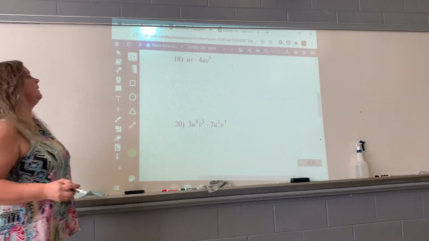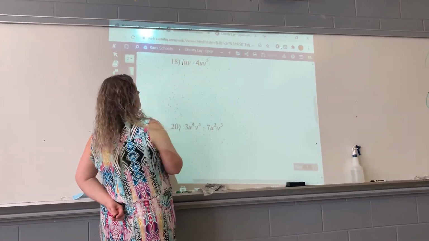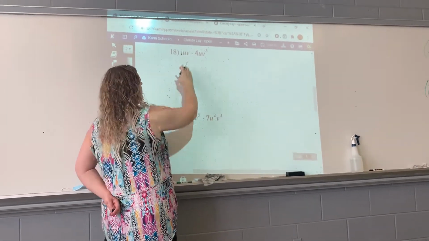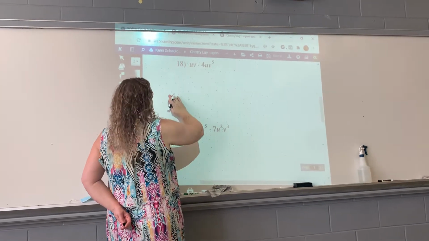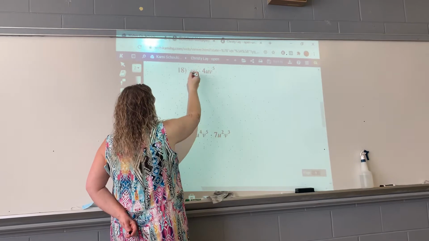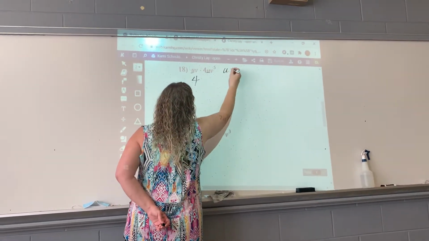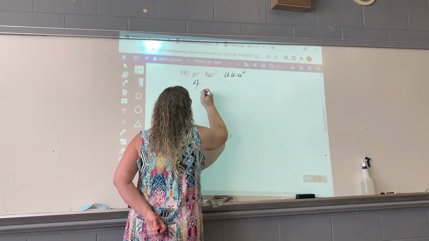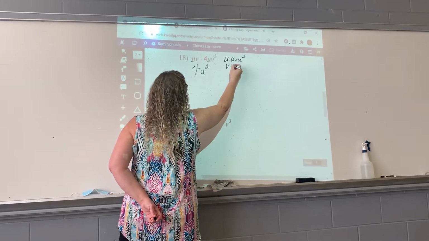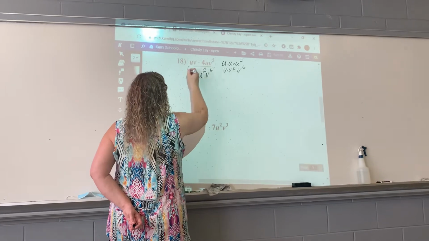So 18. This is an understood 1. Okay, they're not going to put a 1 there. You can write it if you need it, or you can just think, well, this is nothing, it's not going to change the 4, so it's just 4. Or 1 times 4 is 4, either way. And then I've got one u being multiplied and another u being multiplied. So u times u would be u to the 2nd power. And then v, if I've got one v and I've got 5 more, that's a total of 6 of them being multiplied.